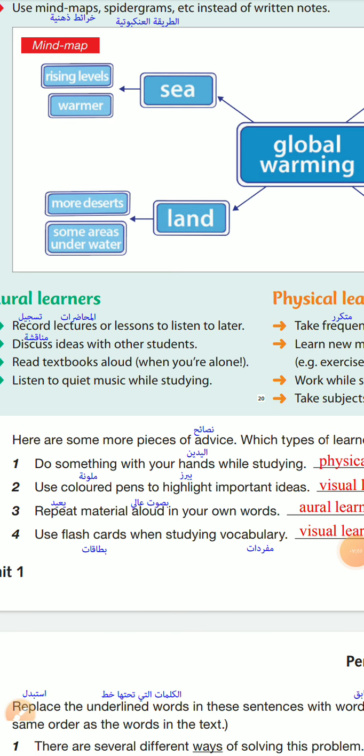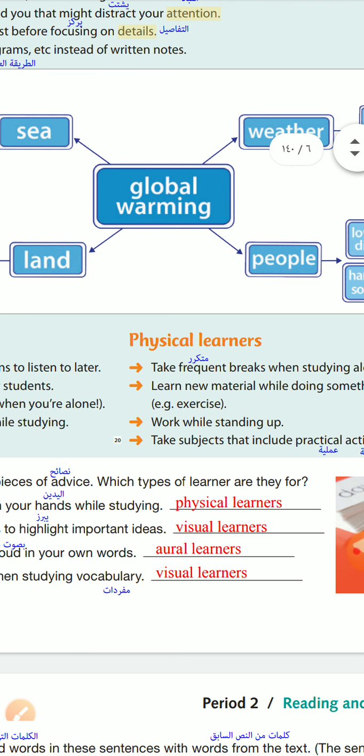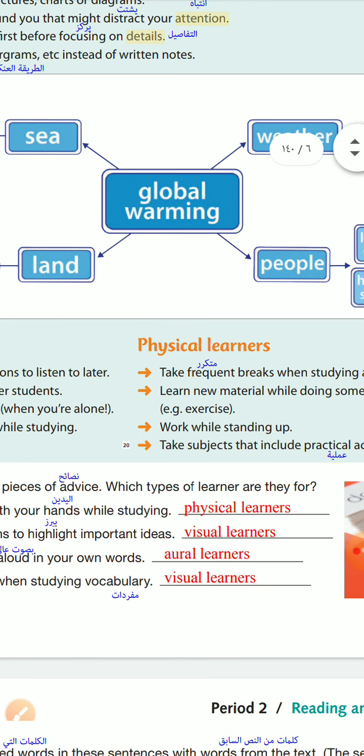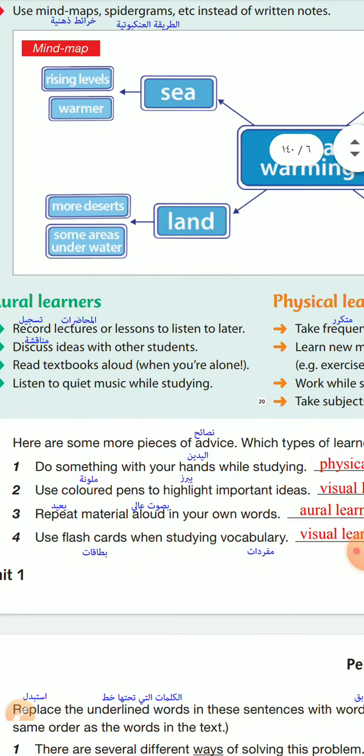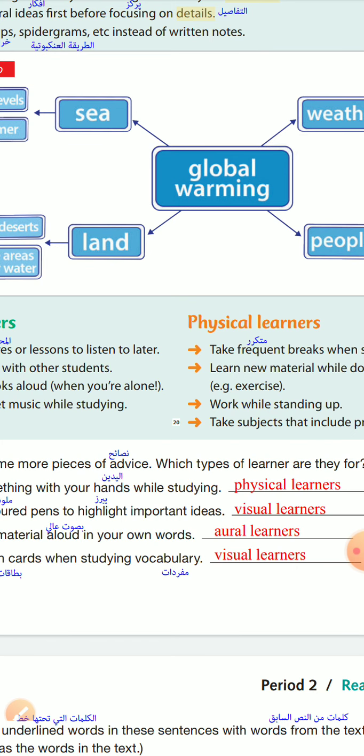Now we come to exercise number 1. Here are some more pieces of advice, نصائح إضافية. Which types of learner are they for? بدنا نشوف اللي هو نوع المتعلم in every tip. Number 1: do something with your hands while studying. لو انت عملتي اشياء بايديك اثناء اللي هو studying للدراسة. What is the learner? Physical learners.